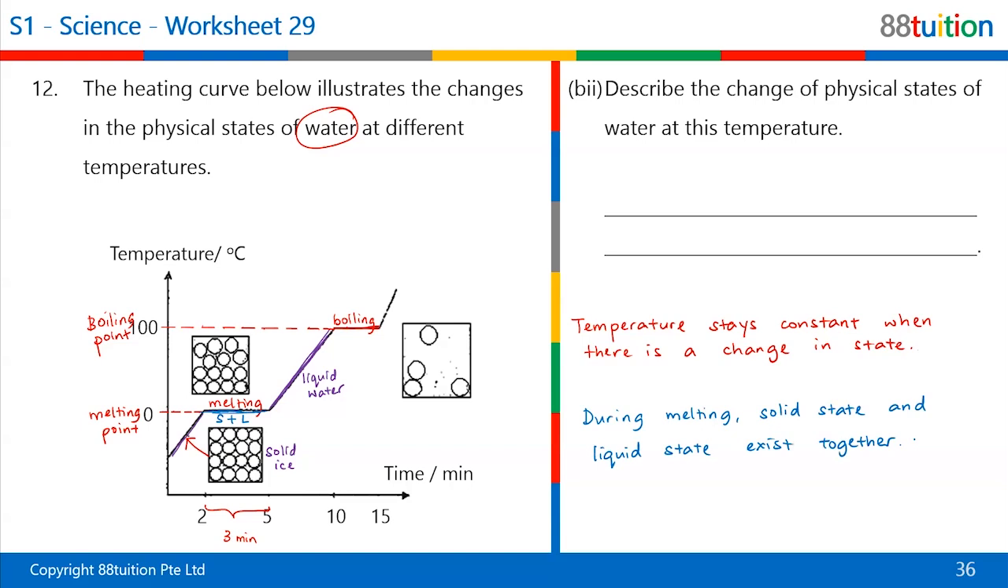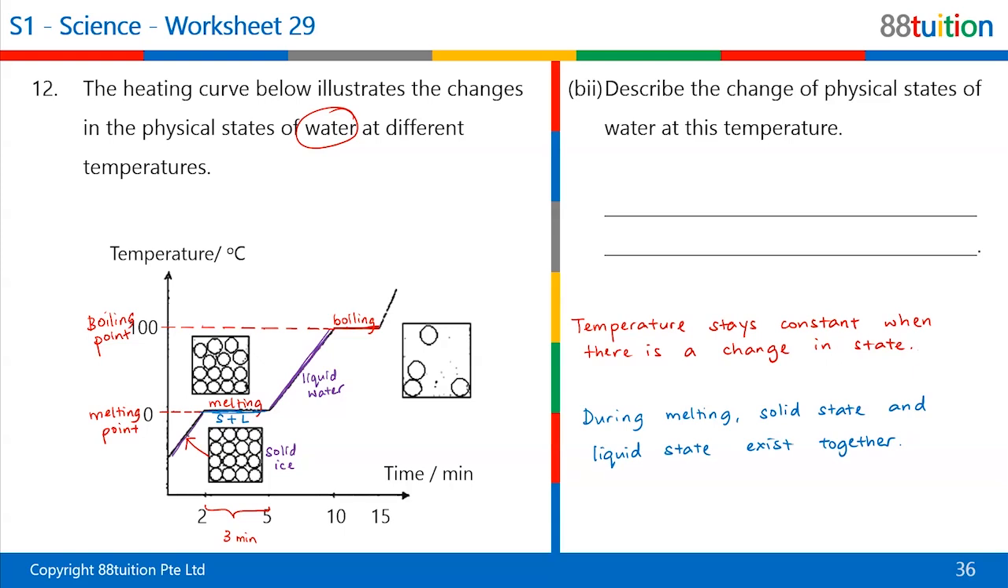Just like I put a piece of ice on the table when it is starting to melt. I still see the piece of ice there. Maybe not the whole piece now, it's getting smaller. And I see water also, a puddle of water, maybe a small puddle. So the two states exist concurrently together. Solid and liquid state, they exist together.